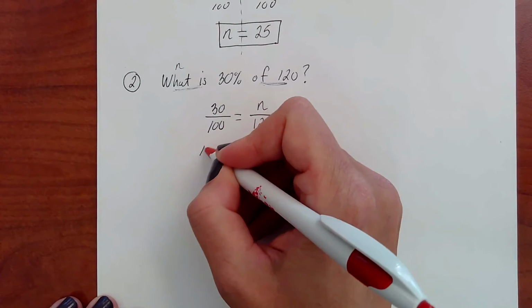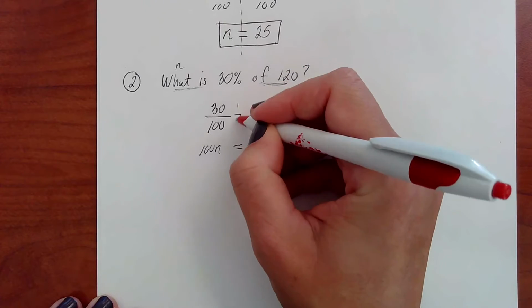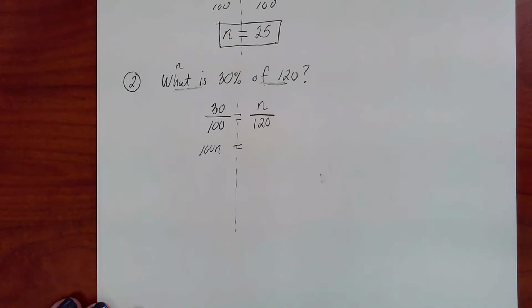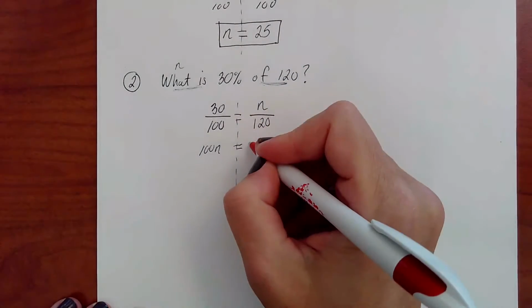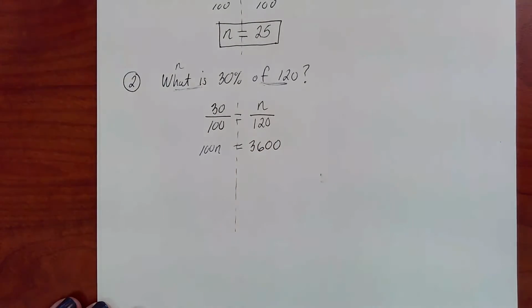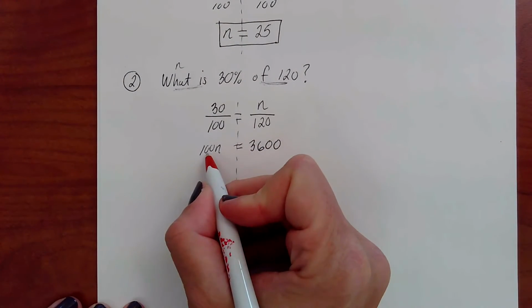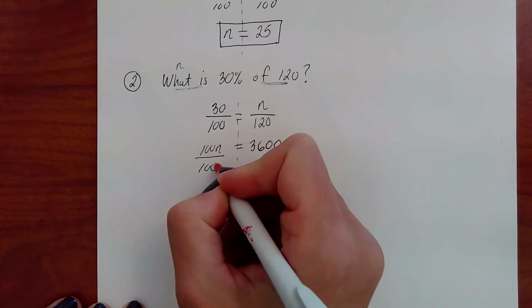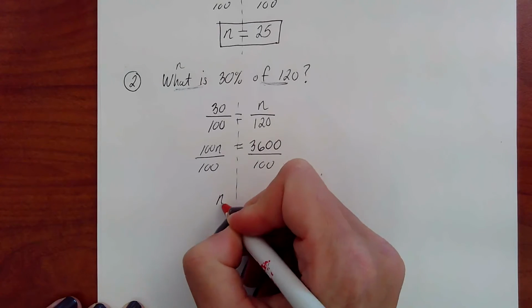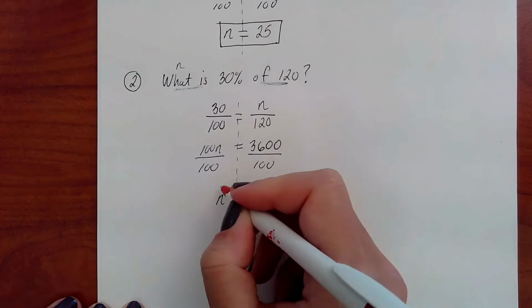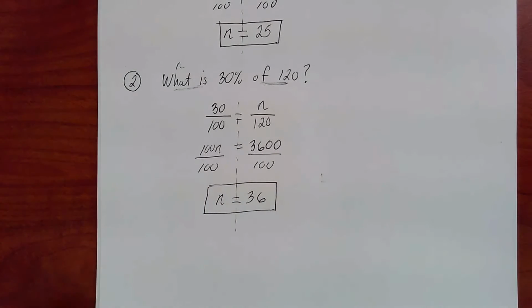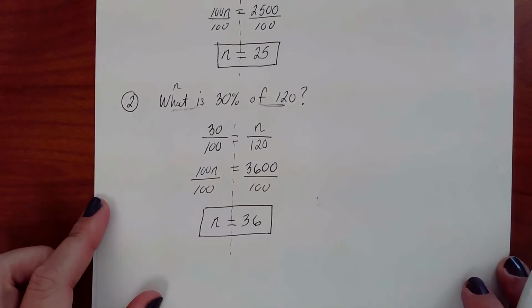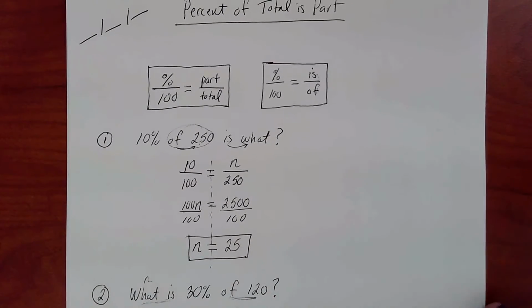All right, let's cross multiply. 100 times n is 100n. If you need these dots, put them on there. 30 times 120, 3,600. 100 times n, how do I get rid of the times 100? Divide by 100. And n equals 36. Nice. Okay, good. Hopefully that was easy.